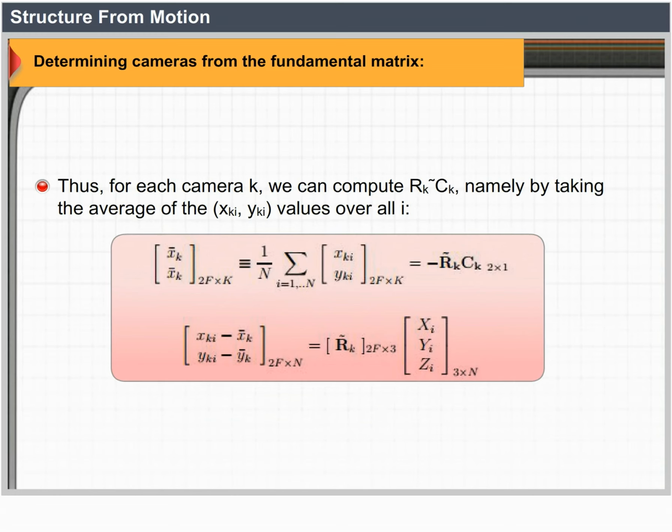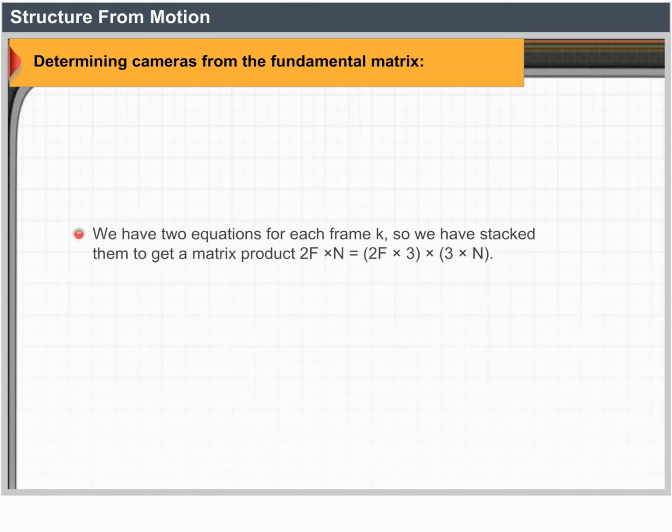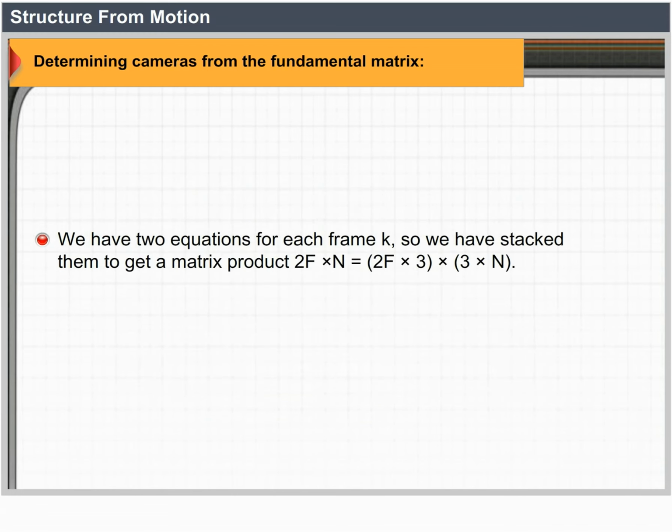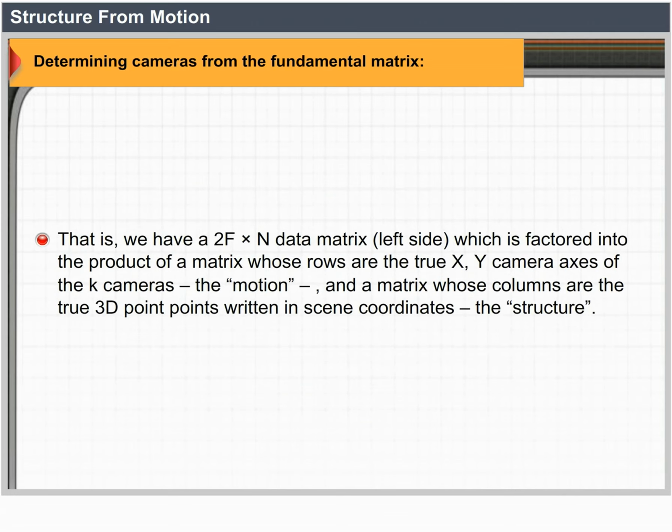We have two equations for each frame k, so we have stacked them to get a matrix product: 2F cross N equals 2F cross 3 into 3 cross N. That is, we have a 2F cross N data matrix on the left side, which is factored into the product of a matrix whose rows are the true x, y camera axes of the k cameras. This is known as the motion. And a matrix whose columns are the true 3D points written in scene coordinates is known as the structure.